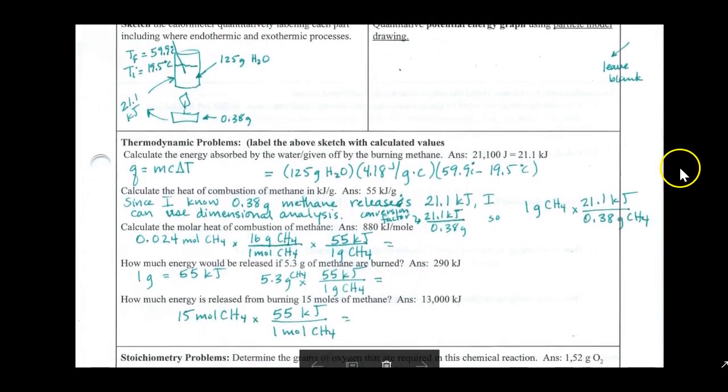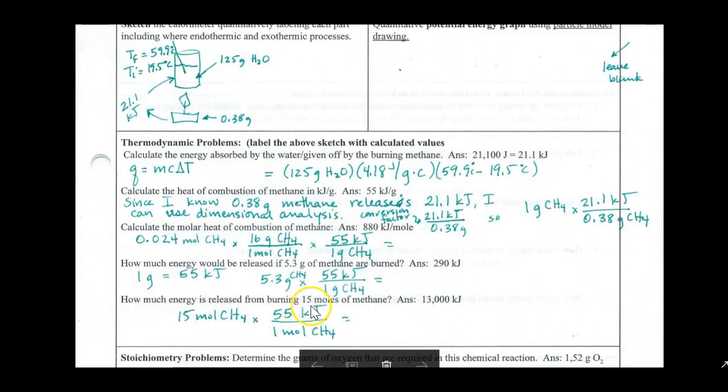So once we've figured out what our molar heat of combustion is and our heat of combustion, we can apply that to a new scenario. Let's say in my new scenario, how much energy would be released if I have 5.3 grams of methane? Well, I know that 1 gram of methane releases 55 kilojoules. So using dimensional analysis, I can make that into a conversion factor and get these answers. That holds true for moles as well.